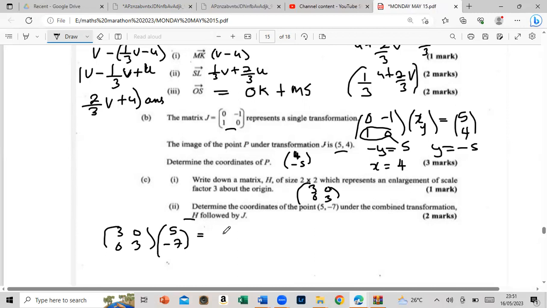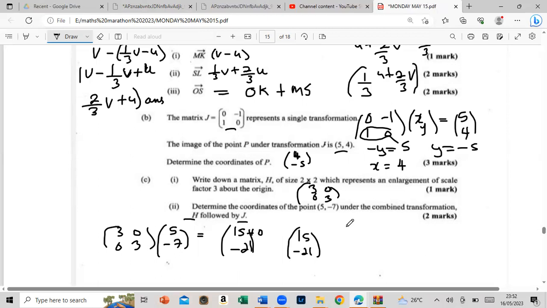All right, so 3 times 5 is 15. That'll be 0 times 7, which is 0. 0 times 0, 3 times 7, negative 21. So it's like it just increased the number by 3. That's what the scale factor actually means. So you have 15, negative 21, but no, it's supposed to undergo H and then followed by J.